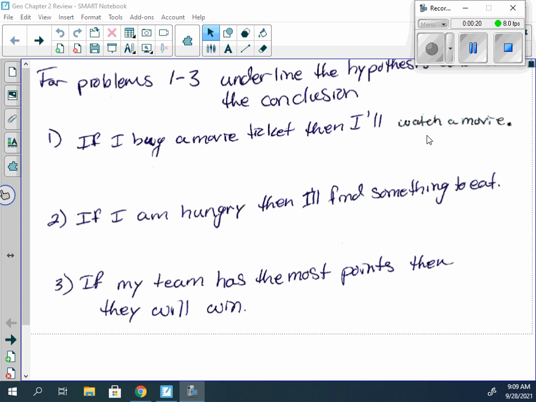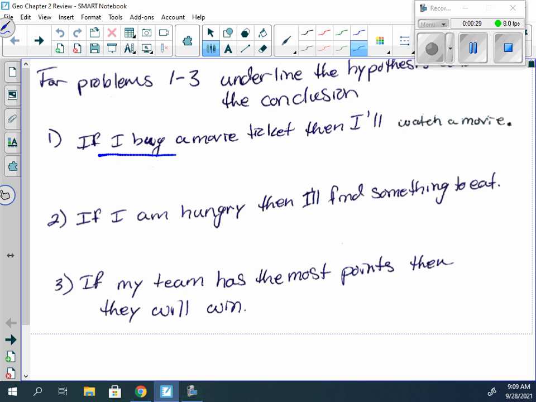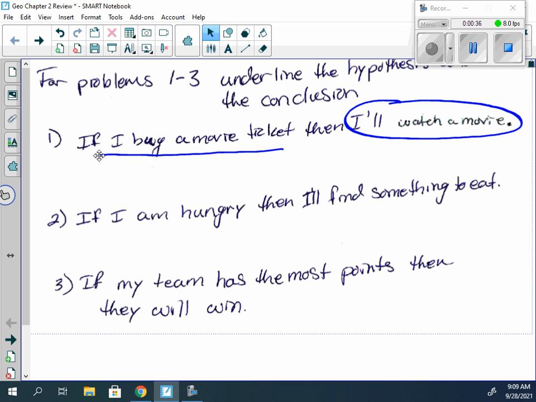Those got turned on. Underline the hypothesis and circle the conclusion. Again, I just make sure, especially on the test, that you do read it. So for the first one, if I buy a movie ticket, then I'll watch a movie.